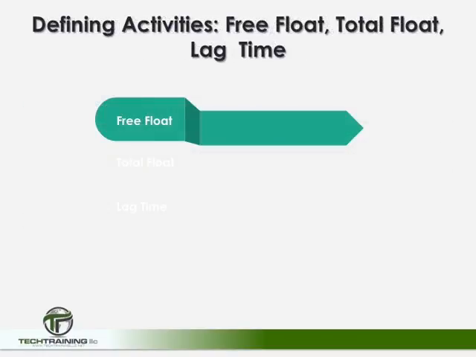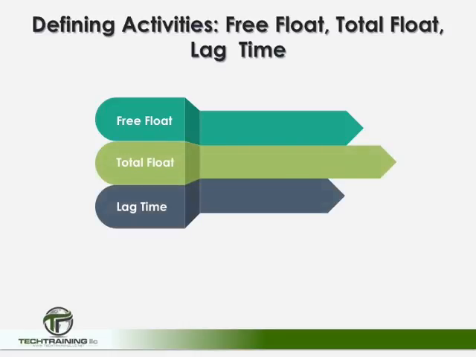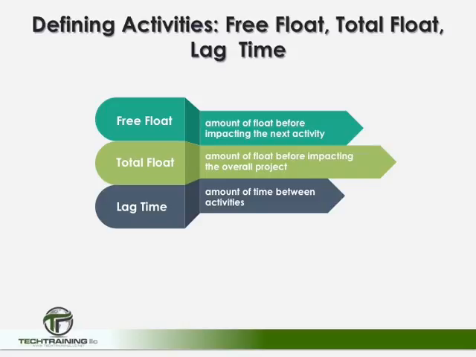Other calculations that will be done in the network schedule include free float, total float, and lag time. Free float is the amount of additional time you have on an activity before it impacts the next activity. Total float is the amount of time that you have on an activity before it impacts the overall project schedule. And lag time is the amount of time that you have in between two activities.